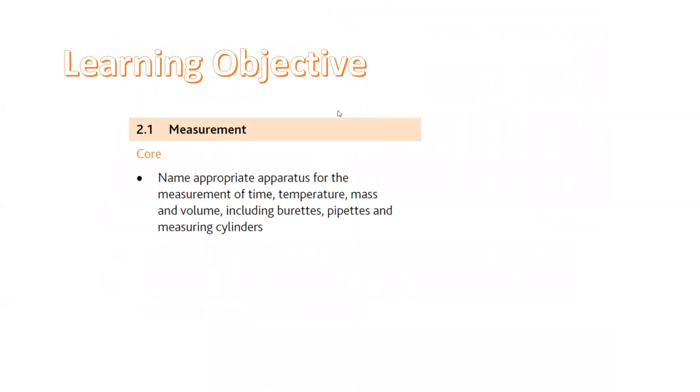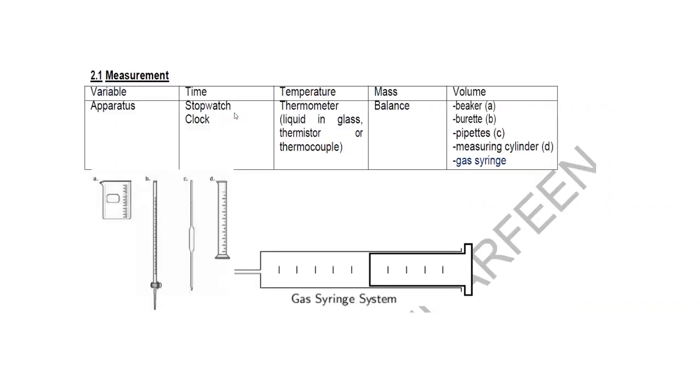The learning objective for 2.1 is measurement. You should be able to name the appropriate apparatus to measure time, temperature, mass, and volume, including burettes, pipettes, and measuring cylinders. As we discussed yesterday, it's a quick revision.